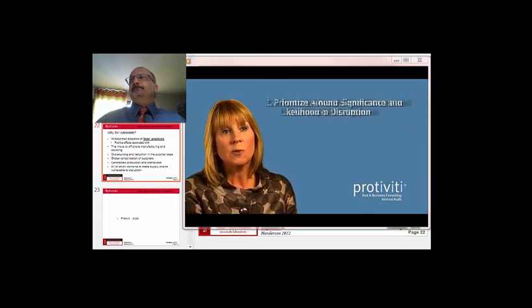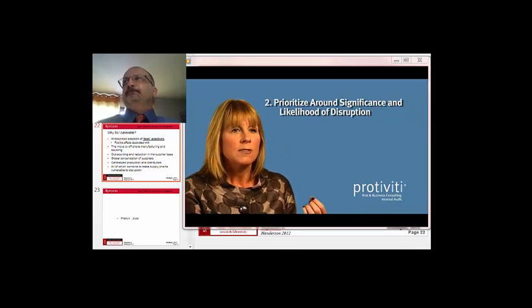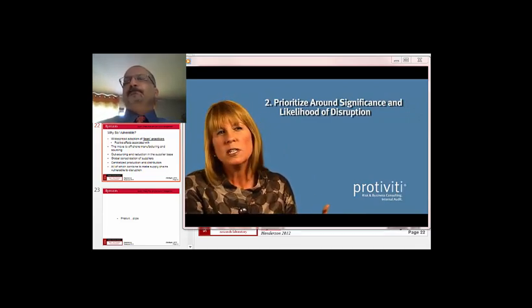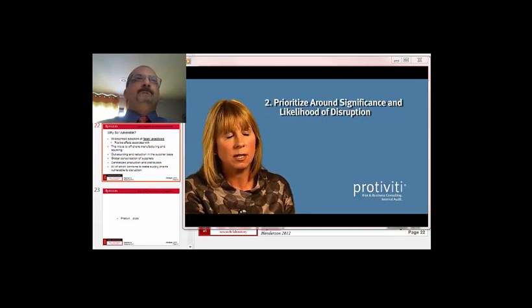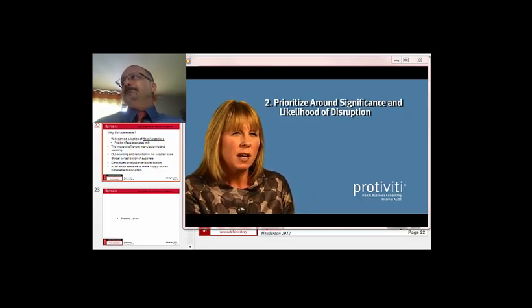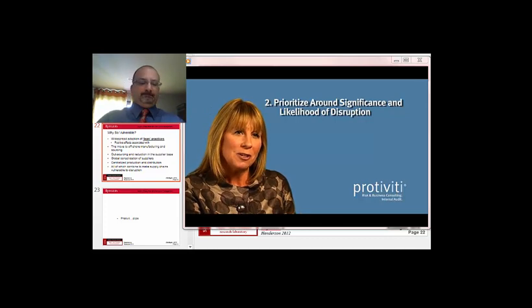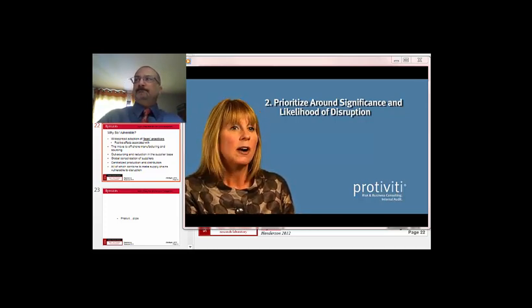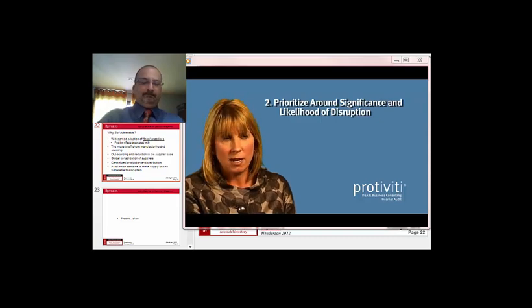Second thing is around prioritizing. And it's very common to prioritize around significance and likelihood. So what's the impact to the business of that particular disruption? And what's the likelihood? The challenge with that is that it tends to de-emphasize the black swans, those that are high impact and low likelihood.